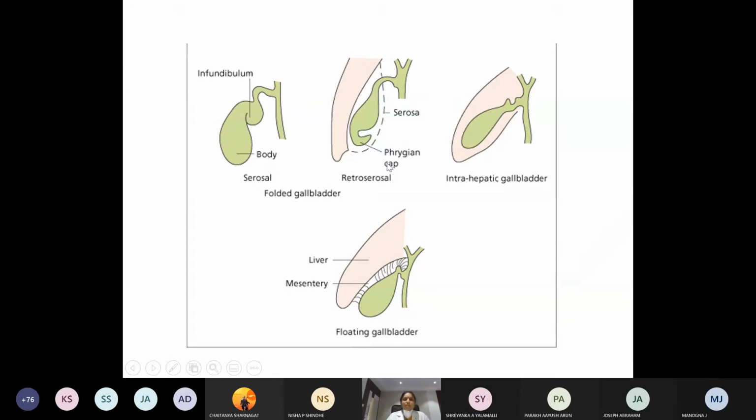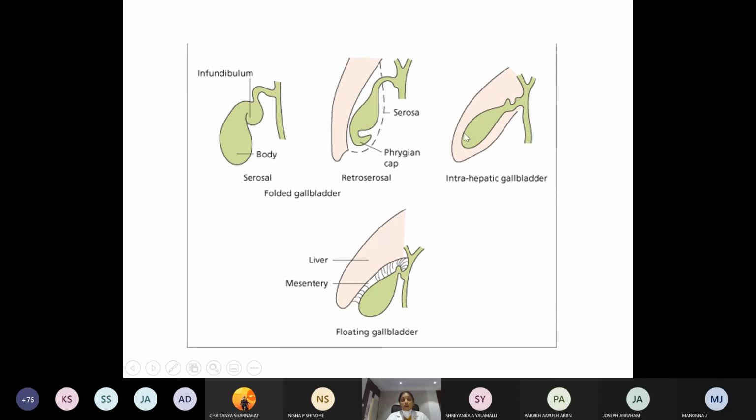Then Phrygian cap is there. What is a Phrygian cap? You would have seen a cap like this, usually worn by small kids. This is nothing but a bend at the fundus of the gallbladder. When there is a bend at the fundus of the gallbladder, it will look like a Phrygian cap. That is commonly called the Phrygian cap.